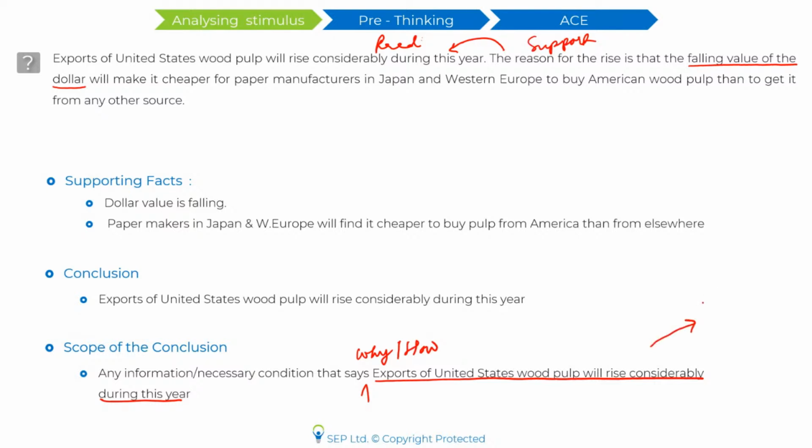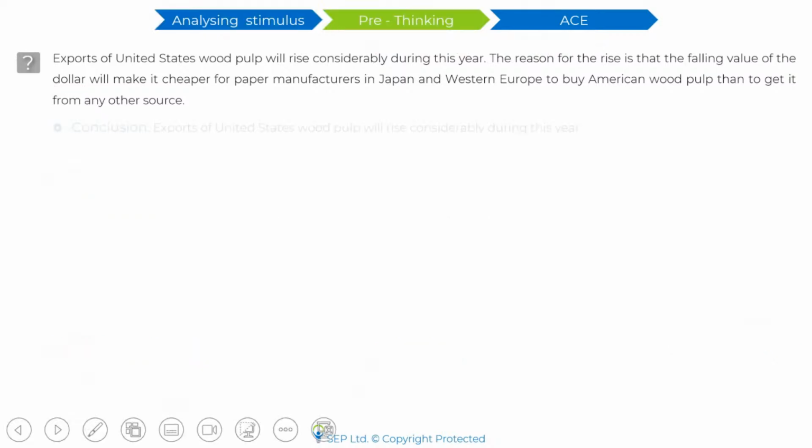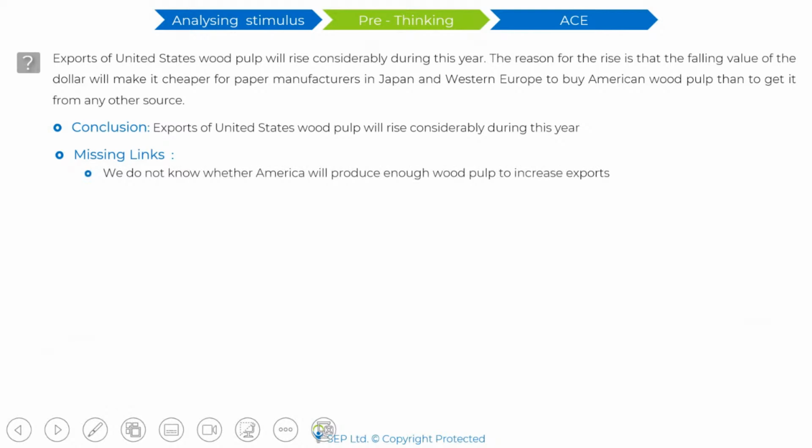So if the US produces a lot of wood pulp, okay, number one. Second is, if there is a huge demand in Japan and Western Europe, most of all, if the Japanese and the Western European paper manufacturers decide to buy from the US, then US wood pulp exports will increase considerably. So with that, let's try to spot our missing links.